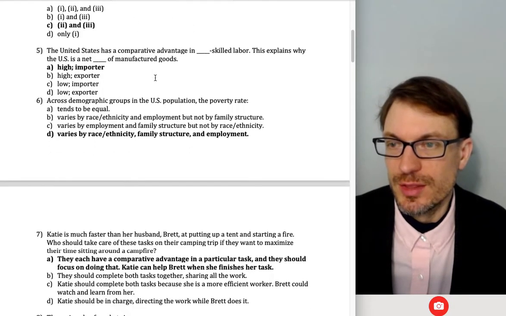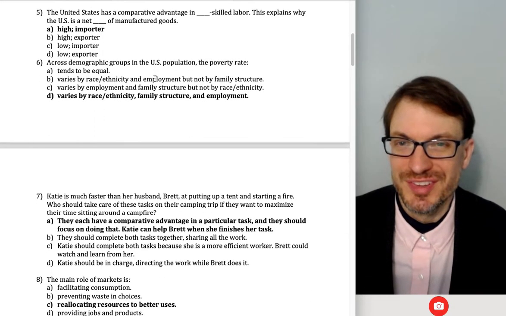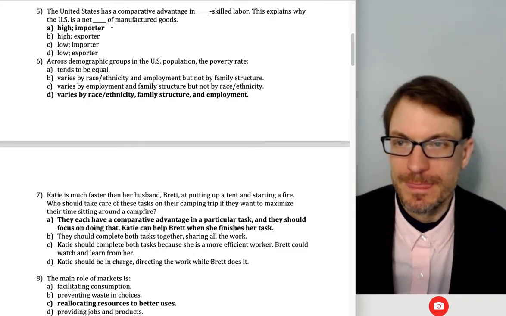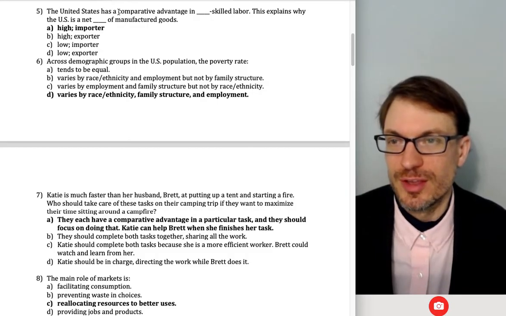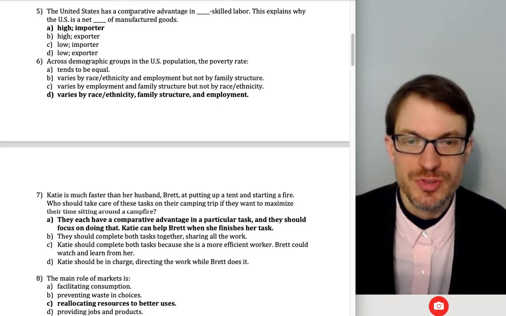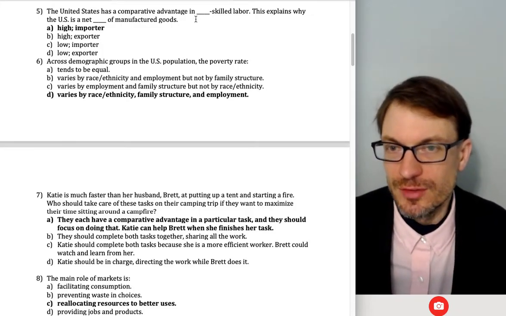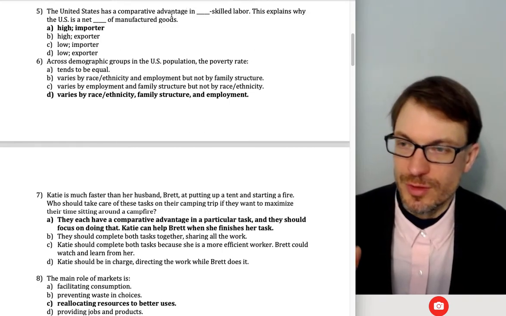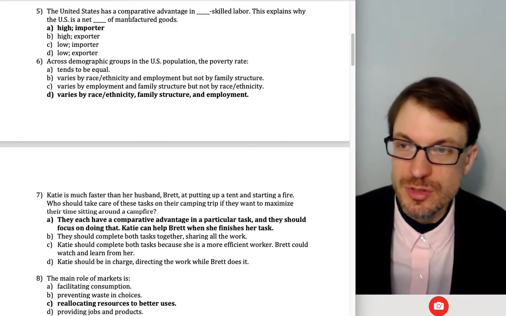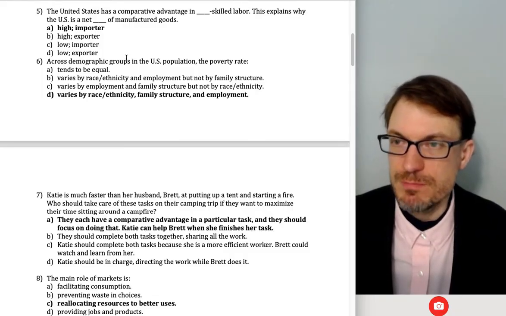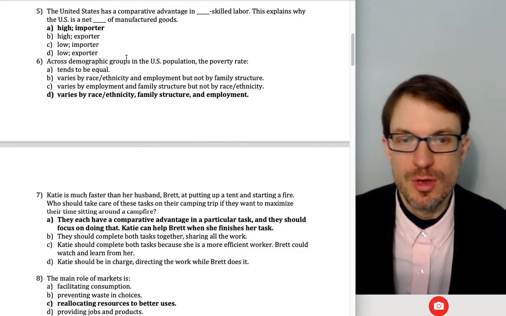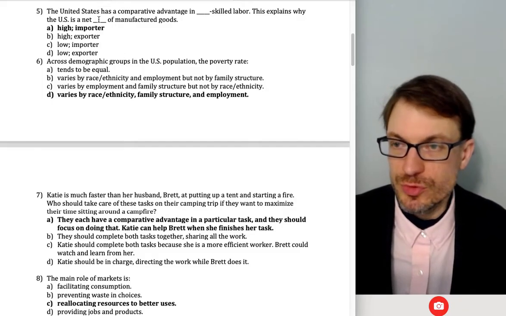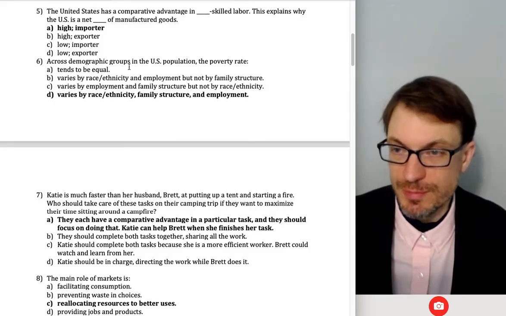Okay. The U.S. has a comparative advantage in high-skilled labor. This explains why the U.S. is a net importer of manufactured goods, right? So what you end up doing is, whatever you have a comparative advantage in, you should produce that thing and then you should trade for everything else. And so high-skilled labor, we assume, would spend more time producing services and so on and so forth. But also, the U.S. is a major producer of really big manufactured things like washing machines, refrigerators, jet engines, boats, boat engines, cargo ships, stuff like this.